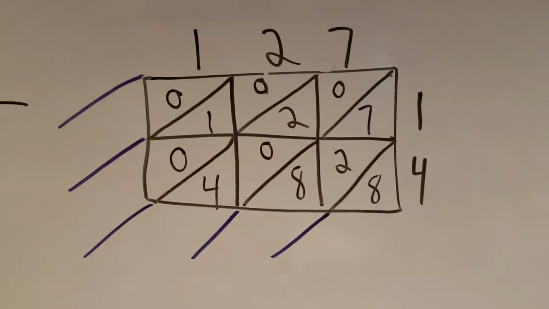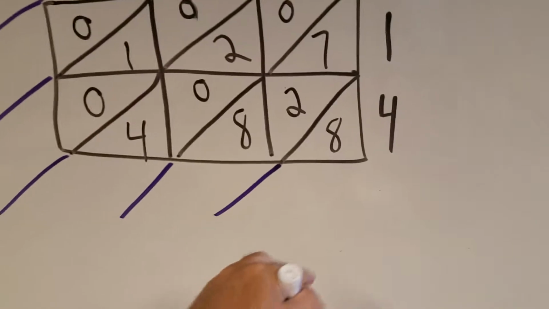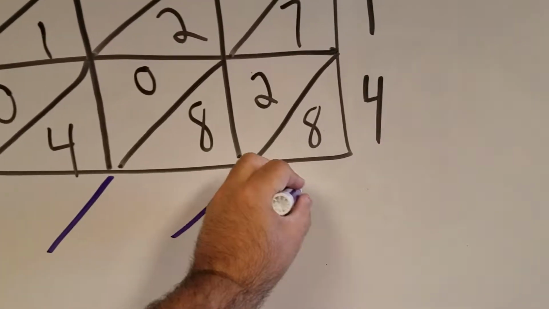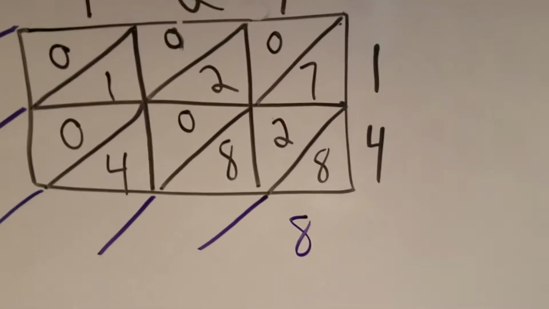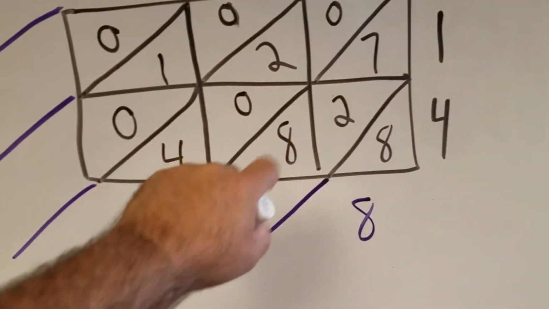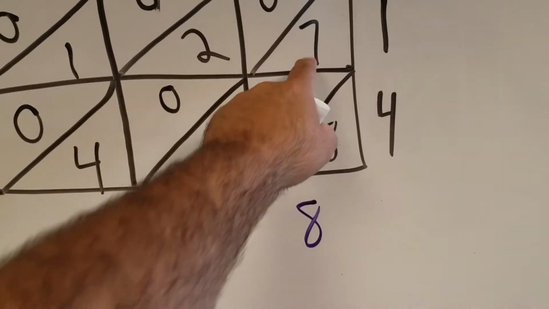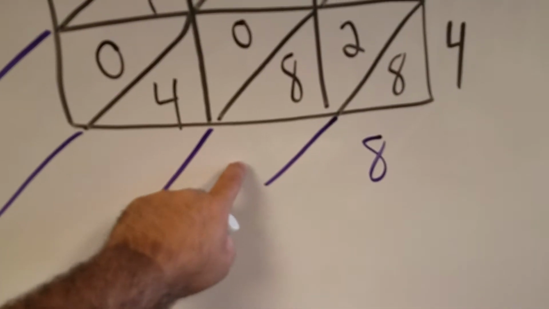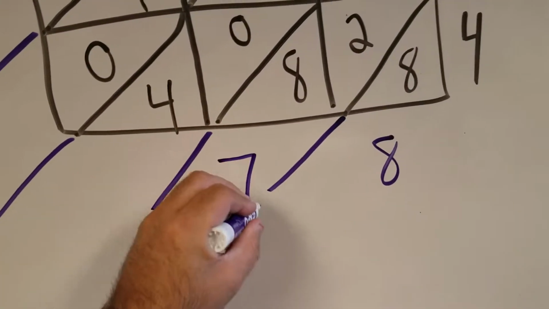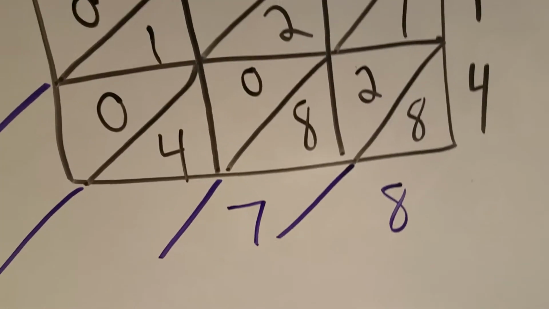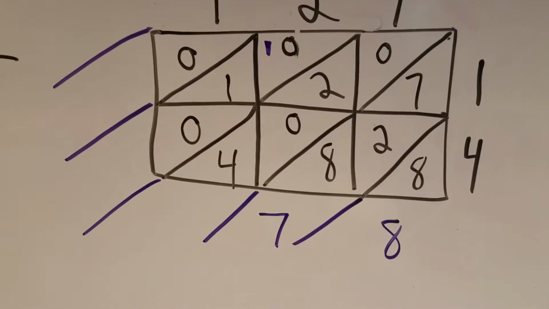I went ahead and extended my diagonals. What's in this first diagonal? Just an 8. The second diagonal, I have a 7, a 2, and an 8. 8 plus 2 is 10. 10 plus 7 is 17. I can't fit 2 numbers here, so I'm only going to put a 7 there, and I'm going to regroup the 1 into the next diagonal.